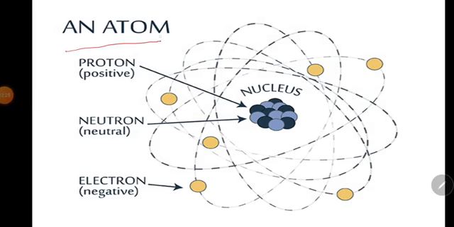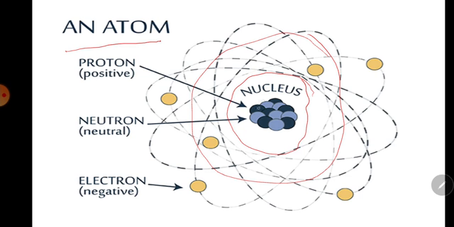Atom. First we studied the structure of the atom. An atom is the smallest particle which is indivisible. An atom consists of two parts, the nucleus and the circular parts. In the nucleus, neutrons and protons are present. Electrons rotate around the nucleus.